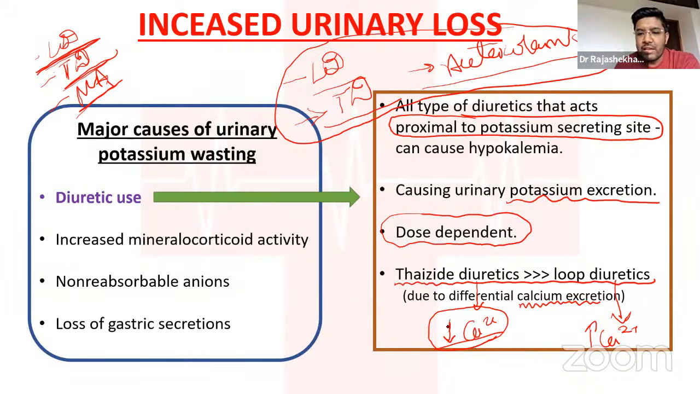So with thiazide diuretics, as they excrete less calcium into the urine, the net negative charge of the luminal fluid in the collecting duct is going to be more negative. That's why more potassium is going to be secreted in the case of thiazide diuretics compared to loop diuretics. So the differential calcium excretion is the reason for the more kaliuretic effect of the thiazide diuretics. So if somebody asks you which is the more potent diuretic, definitely it is a loop diuretic. And if somebody asks you which is more potent in causing hypokalemia, the answer is the thiazide diuretics.